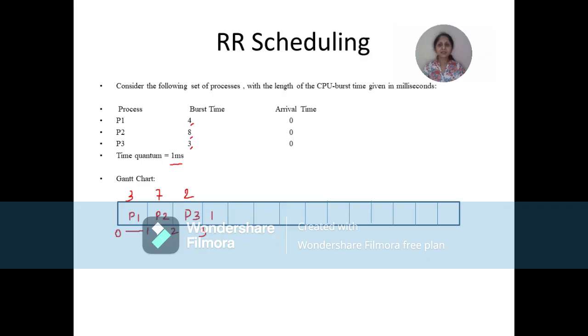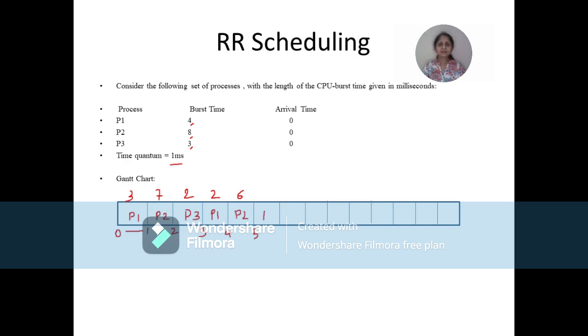So, once again, P1 gets a chance to get inside the CPU. P1 again gets executed for 1 millisecond, and now the remaining time for P1 to get completed is 2 milliseconds. Next is process P2. Process P2 again gets a chance to get inside the CPU. It will be executed for 1 millisecond. So if you see, P2 had 7 milliseconds remaining. Now 7 minus 1 is 6.